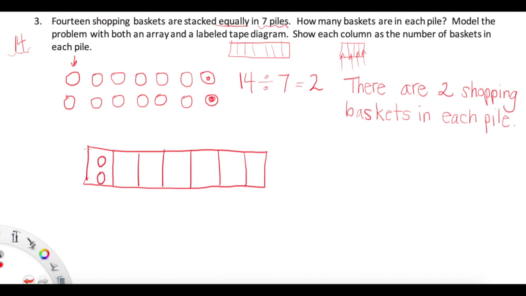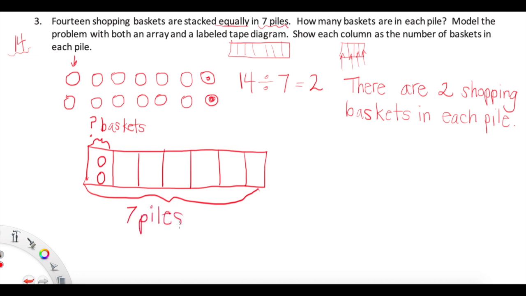2 shopping baskets. This first column is going to show, we now know that there's 2 shopping baskets, but before we did all that amazing work, each of our columns shows something unknown. That showed how many baskets we will have in each of our piles. We didn't know that there's 2 baskets in each pile until we did this amazing work. Our entire tape diagram, friends, let's go ahead and label this, shows that there are 7 piles.